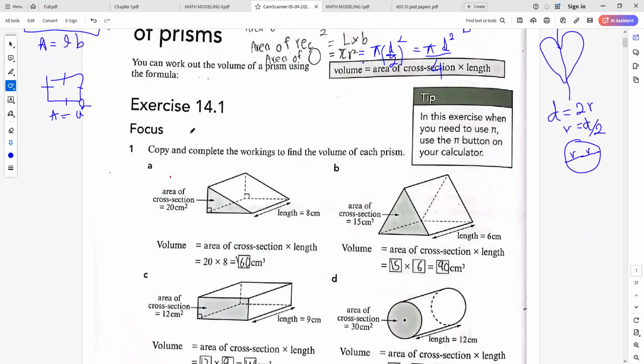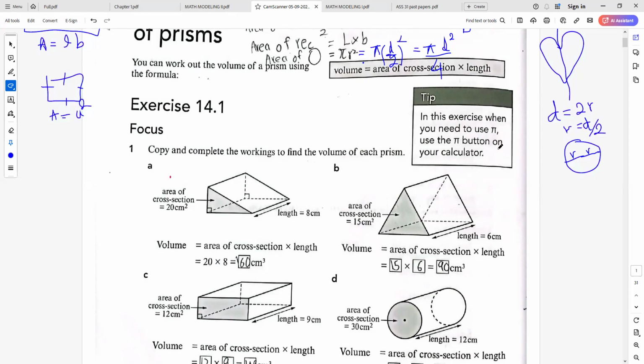Now here we have been given some questions, and they have given a tip also. In this exercise, when you need to use pi, use the pi button on your calculator. So you can use a calculator for mathematics also. By convention we use two values for pi, that is 3.14 and 22 by 7. But here, since you are going to use your calculator to find out the answer, you can use the pi button.